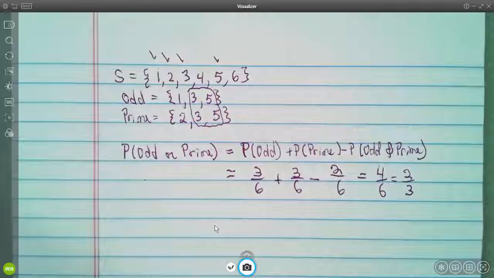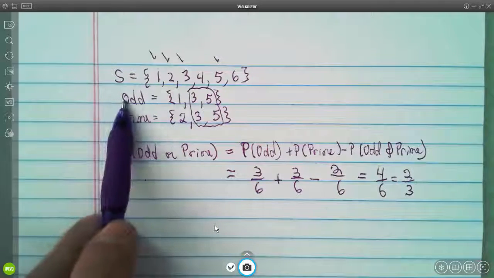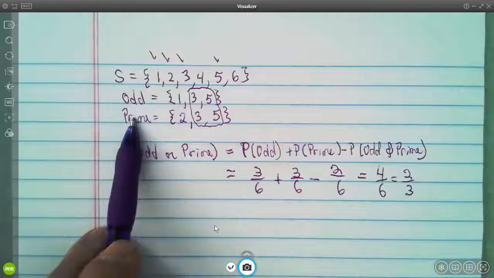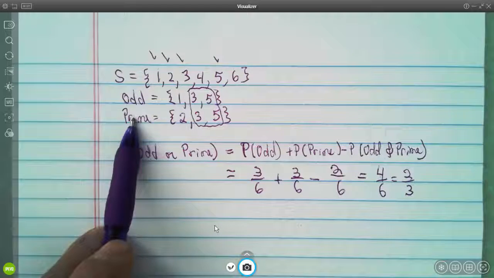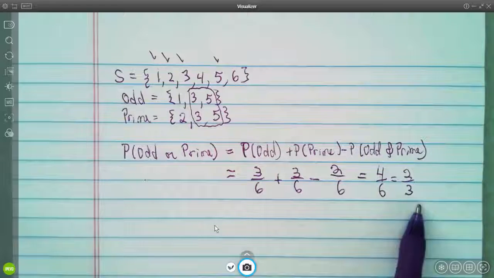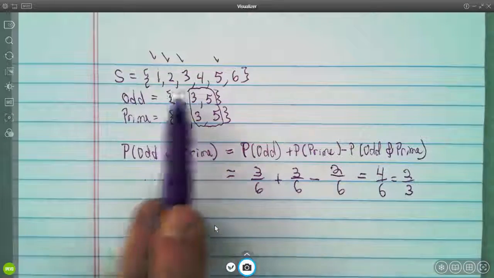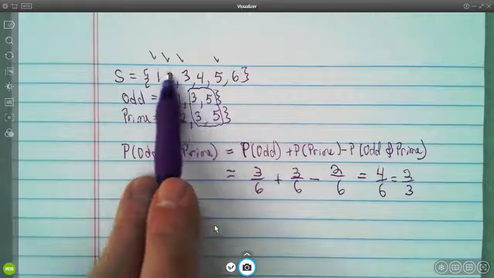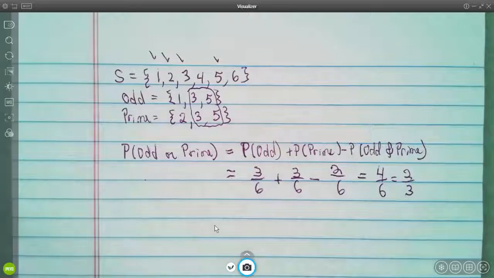Sometimes we're simply given this kind of information ahead of time. The probability of event A is 1/2, the probability of event B is 1/2, the probability that A and B occur together is 1/3. What's the probability that A or B occurs? And you'd have exactly this calculation here, but you wouldn't be able to go back and do a count because we are not given that kind of information.